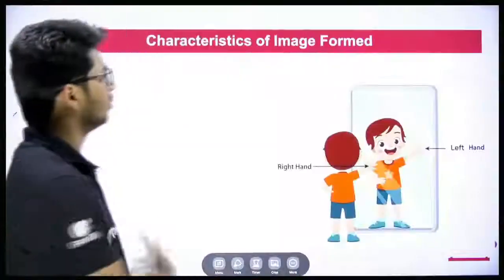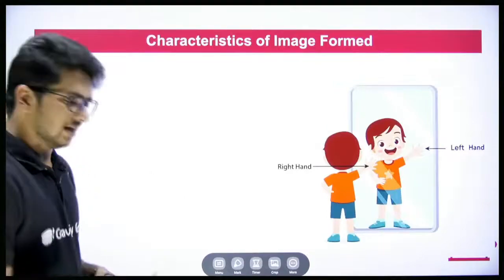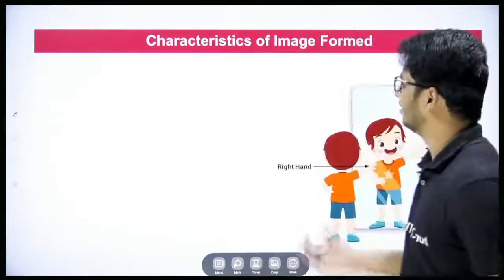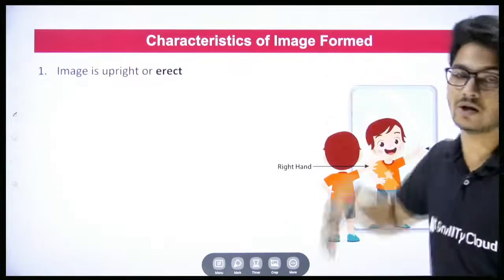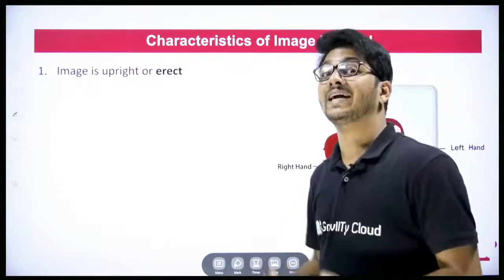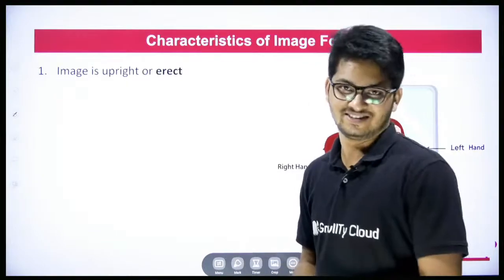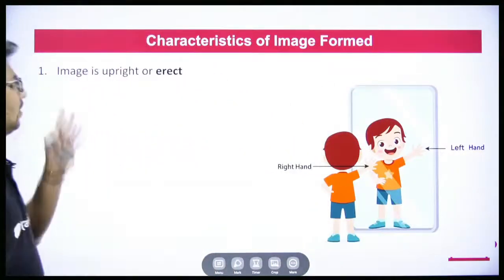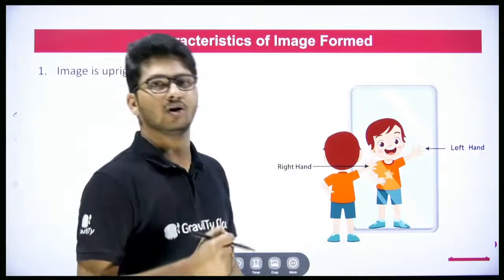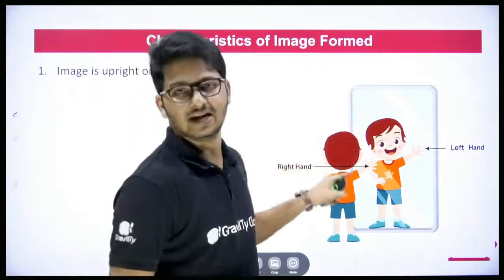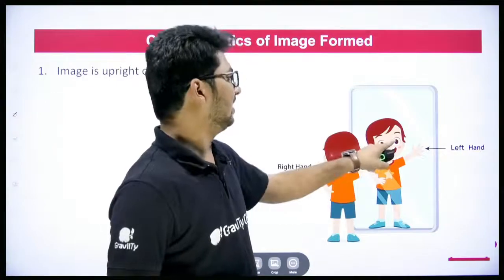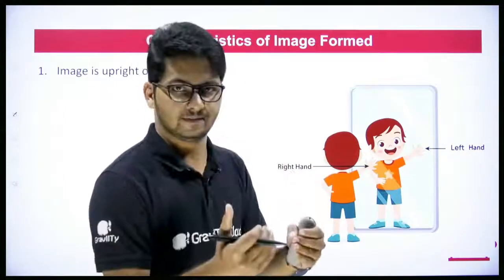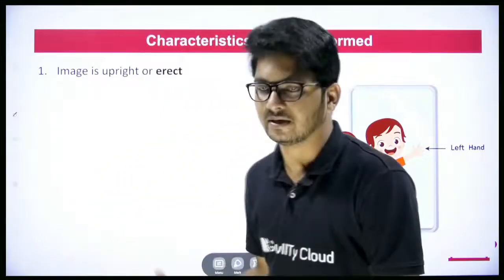Before we go into those two topics, let us once again revise plane mirrors. In fact, we'll revise the characteristics of the image formed by a plane mirror. First of all, a very quick revision. One: the image is upright or erect. See, the head of the object and the head of the image are both at the top. That means it is erect, or you can say it is upright.